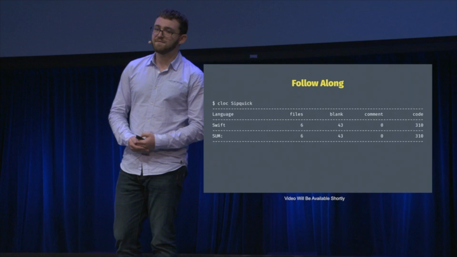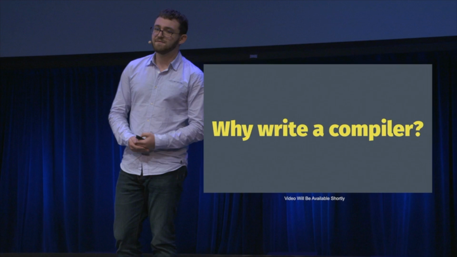So what does a tiny compiler look like? 310 lines of code. I'd say that's pretty tiny. I didn't go through and count for the Swift compiler, but I'd take a guess it's probably over 100,000. So pretty tiny by comparison.